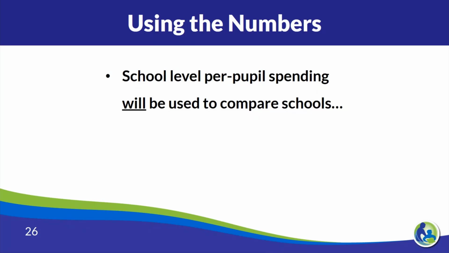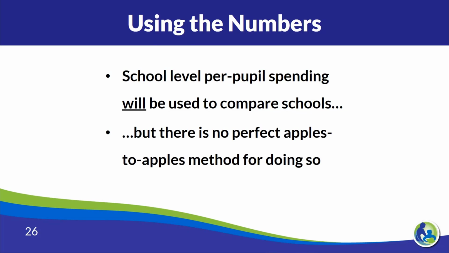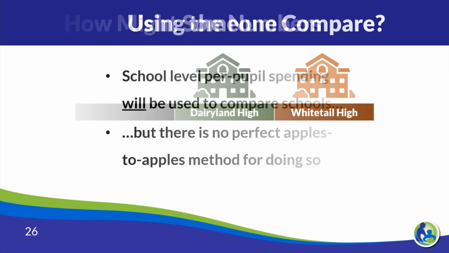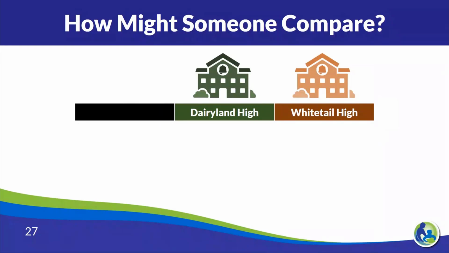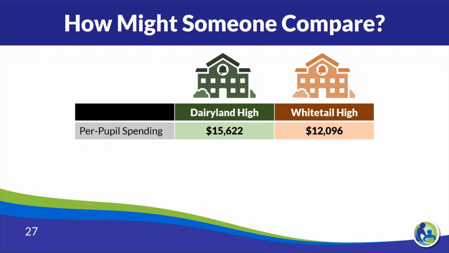But I think we also know that there is no such thing as a perfect way of having perfectly comparable numbers that will make sense next to each other as a true apples to apples comparison. So we'll get as close as we can, and that's the purpose of the ESSA law, but it's not going to be perfect. Just to give a theoretical, completely made up example, I've got a couple of fictional schools here with about a $3,500 difference in their per pupil spending.